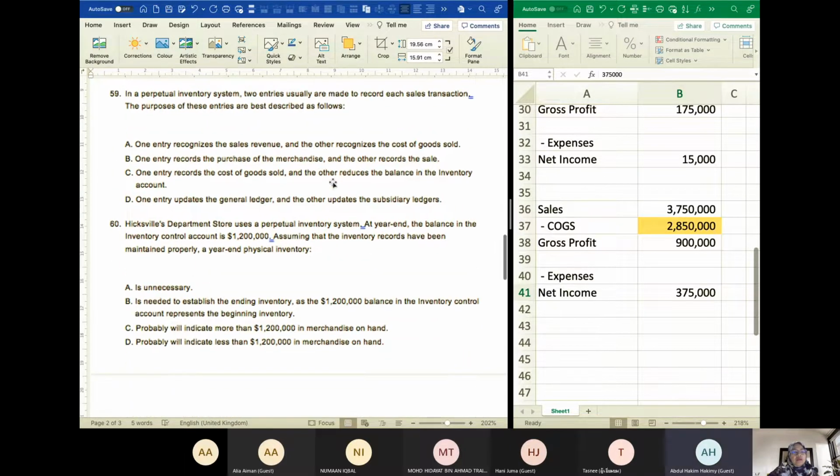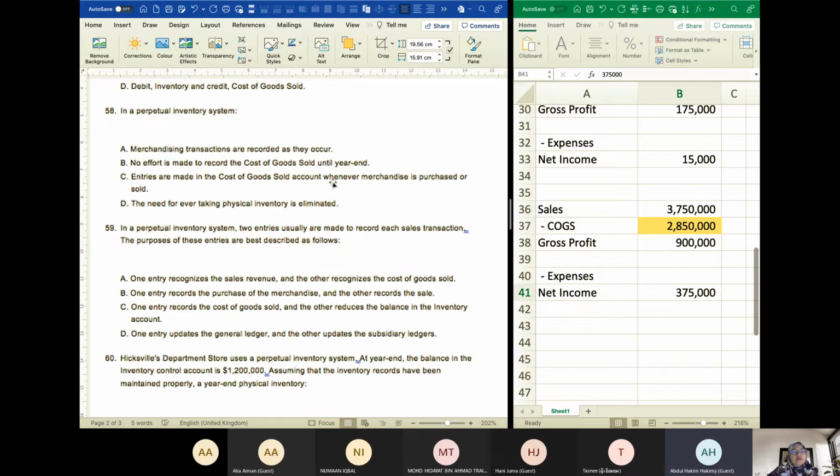I guess the reason was, a perpetual accounting system is for large companies, and the goods may have barcodes. So when they enter, automatically it's recorded. Isn't it? Yes.